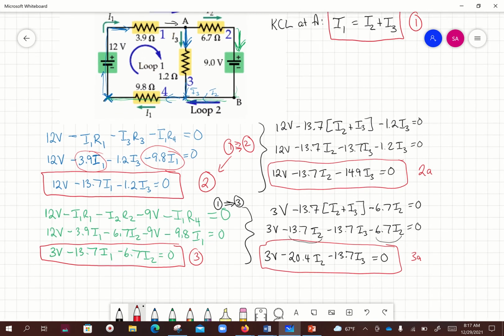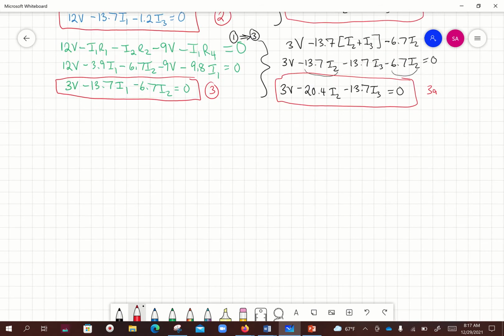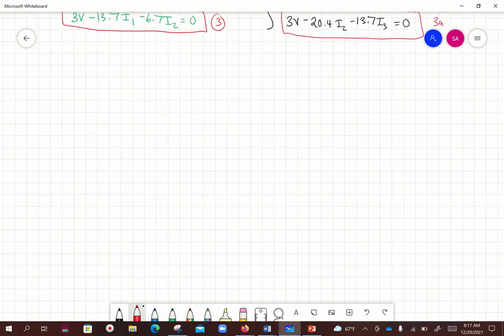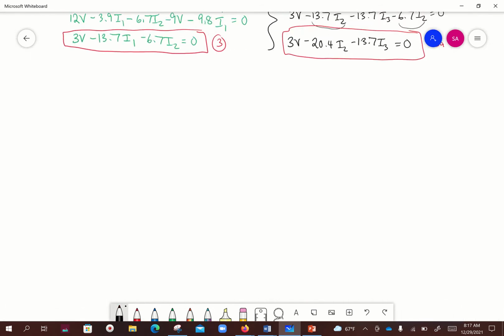So let's see. I'm going to write those two equations down. So I'm going to scroll up here and rewrite them so we have enough room to see them one underneath each other. So I've got 12 volts minus 13.7 I2 minus 14.9 I3 equals 0. That's equation 2a. And the other is 3 volts minus 20.4 I2 minus 13.7 I3 equals 0. And that's my equation 3a.